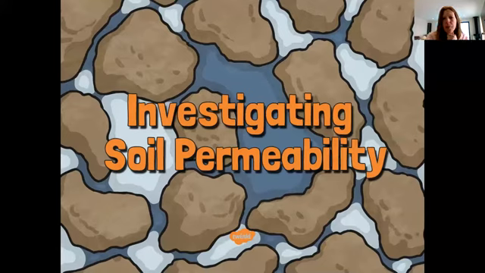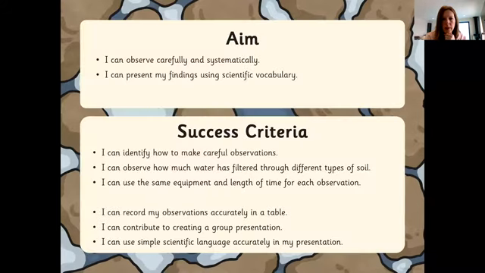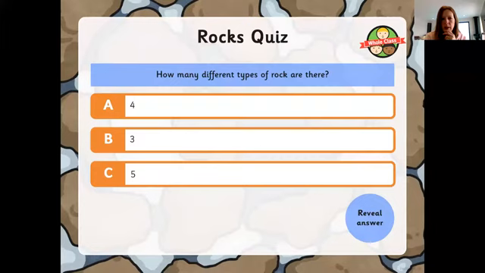We are going to be investigating soil permeability today. We used that word permeability when we were thinking about our work on rocks as well, so hopefully you've got an idea about the sorts of things we're going to be looking at with soil today. There are our aims for our lesson and our success criteria. I'm not going to go through all of those with you because the PowerPoint's in the shared area, and we're going to talk through it as we go. Here's our rocks quiz.